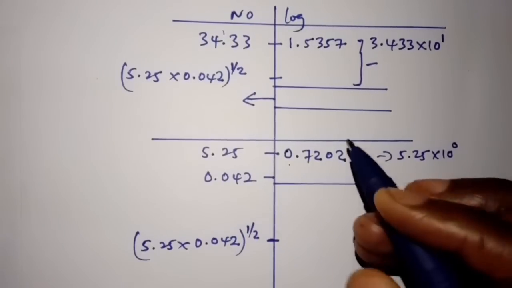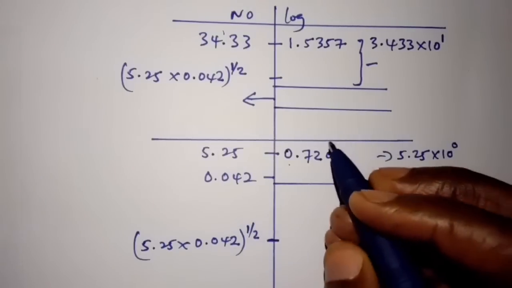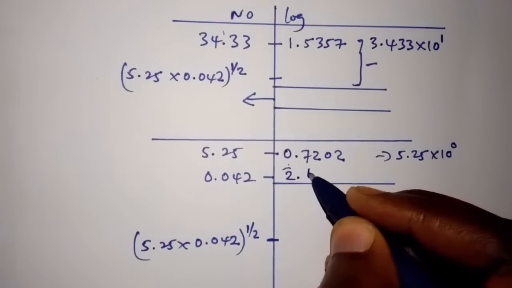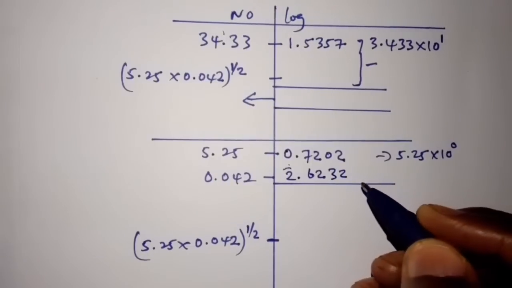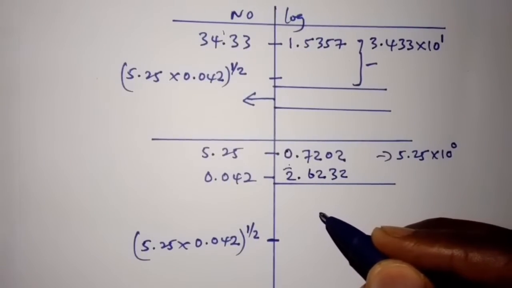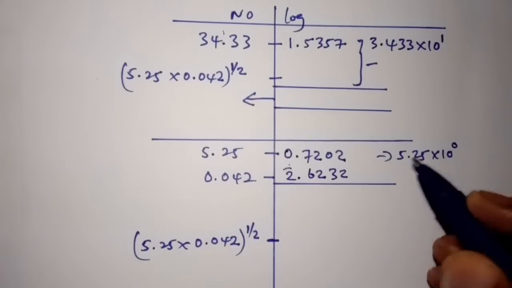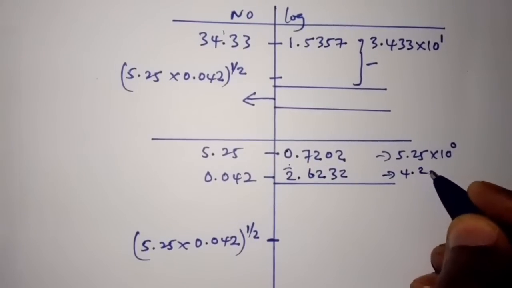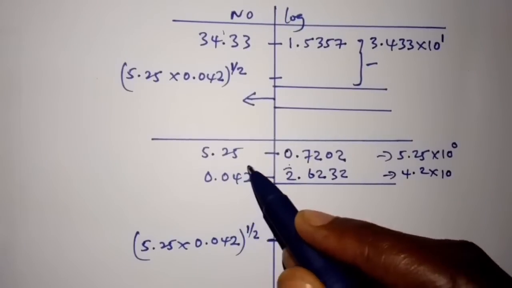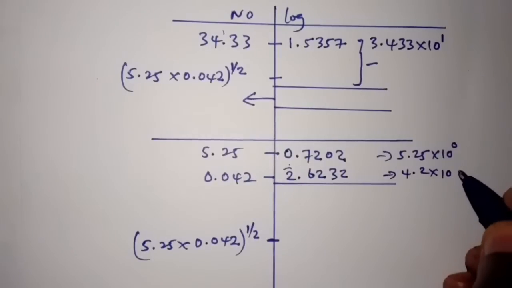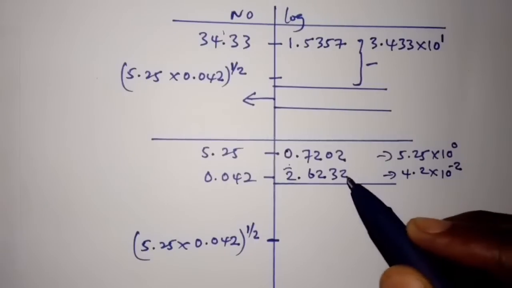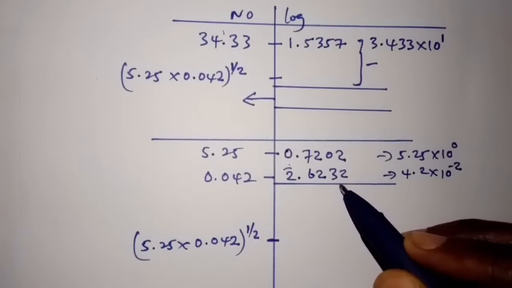Then we go to the log table to find the log of 5.25, which is 0.7202. Then we find the log of 0.042. From the log table, it is bar 2.6232. The standard form of 0.042 is 4.2 times 10 power negative 2. So this negative 2 is bar 2 here. Then we check from the log table, the log of 4.2 is 0.6232.